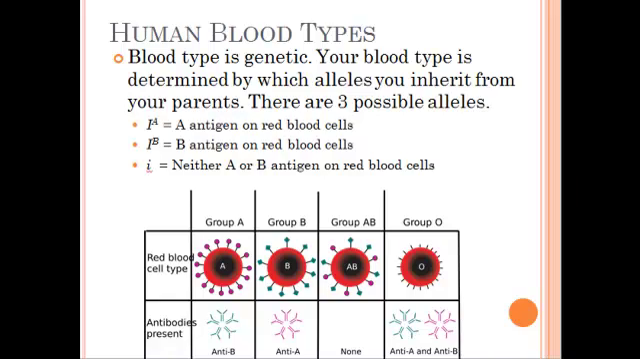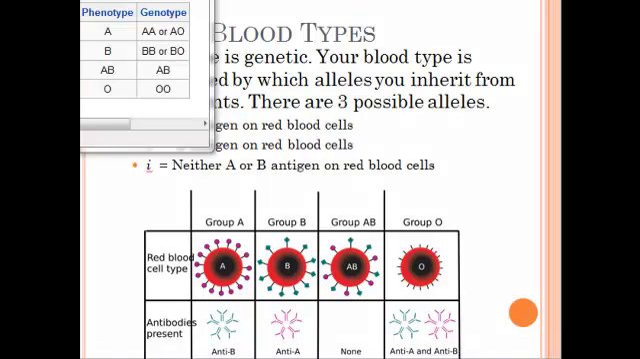Okay, so blood type is genetic, meaning that you inherit it from your parents. And so if you know your parents' blood types, you can find out the possible blood types that you might have, and also the blood types of your brothers and sisters. There are a few different possibilities here. And I'm going to put this up in the corner here so you can see this.